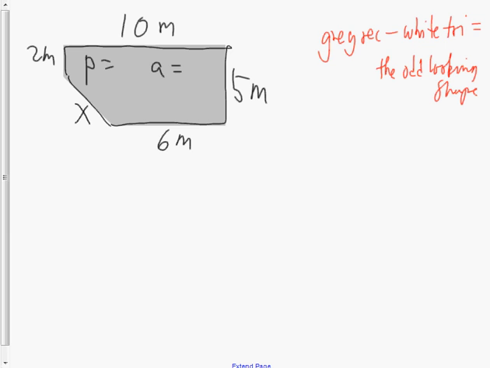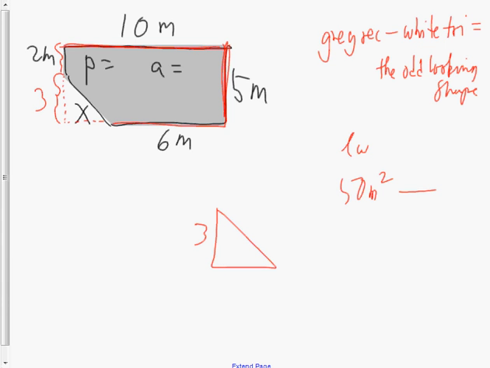So since the gray rectangle would have been 10 times 5, the gray rectangle would have had an area of 50 meters squared. Now the problem with this white triangle is it doesn't appear there's any dimensions to it. So if I draw in some dotted lines here, I can see my right triangle. If this is 2, this must have been 3, because the whole side over here was 5. So now I know of my right triangle, this is 3. If this is 10, and this is 6, then this must have been 4.